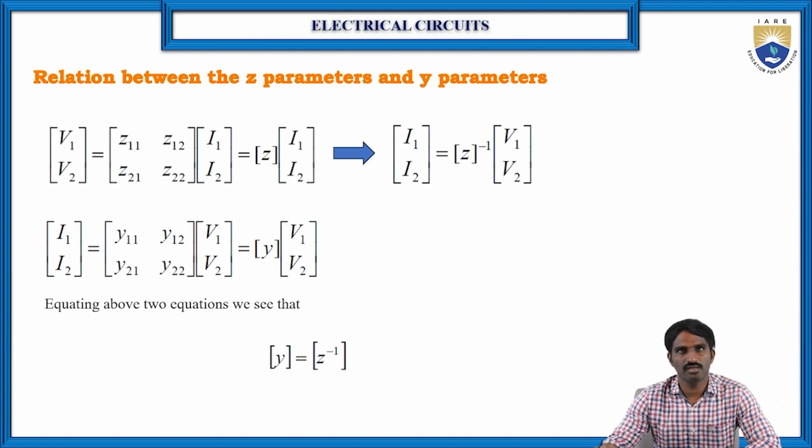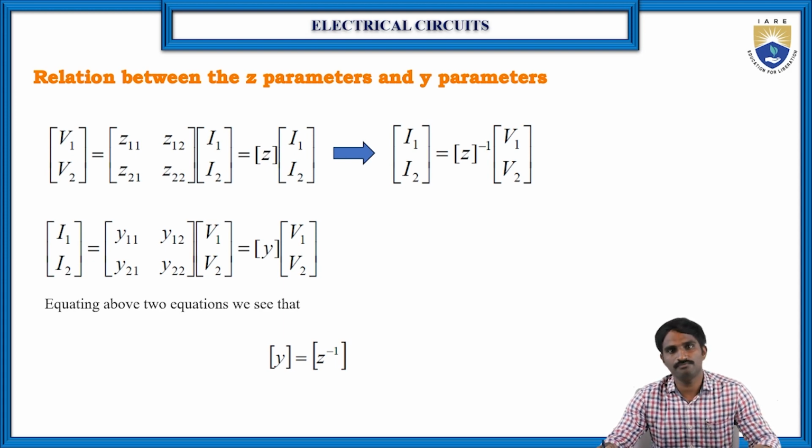So now we are coming to the actual topic, which is the interrelation between the various two port network parameters. First, let us go with the relation between the Z and Y parameters. Here we can find the Y parameter equations in terms of the Z parameter equations. If we know the Z parameters, then we can find the Y parameters if we know the relation between Z and Y.